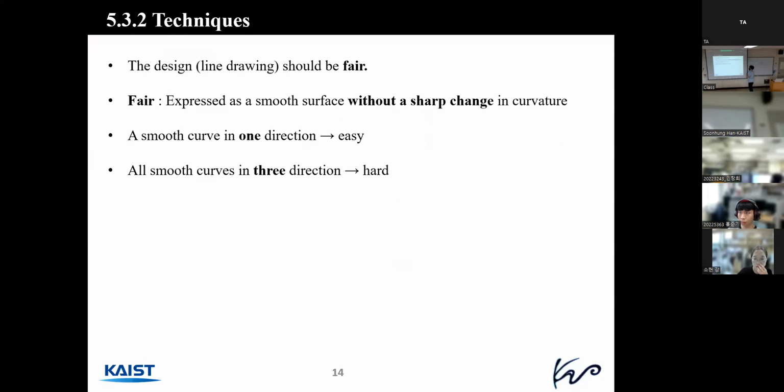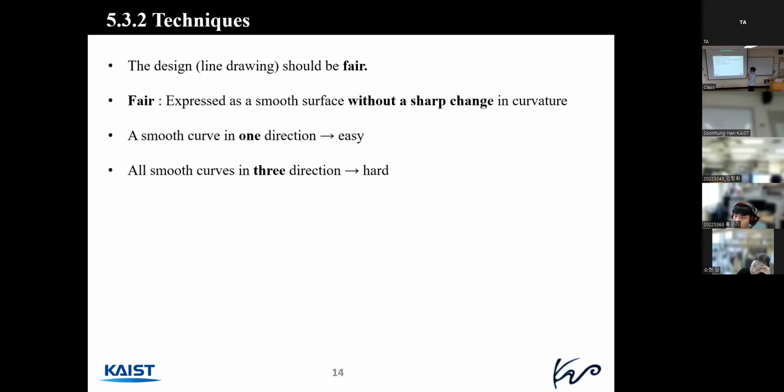That is the video, and this is the last slide of my lecture. I will briefly explain the principles of constructing the 3D shape of the ship with two-dimensional lines. At this time, the design, which is equal to line drawing, should be fair. Fair means the line drawing should be expressed as a smooth surface without changing curvature. Let's think about only one direction and drawing only one smooth curve.